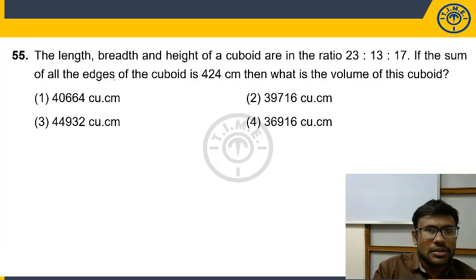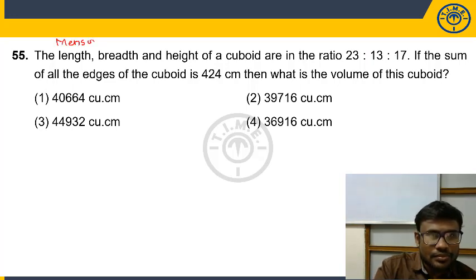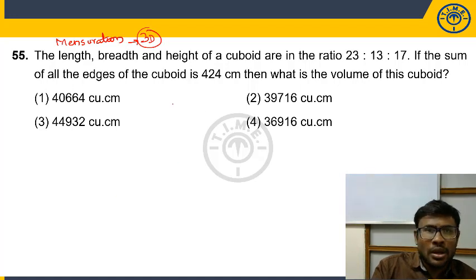Okay. The length, breadth and height of a cuboid are in the ratio 23:13:17. So it's a mensuration question, and that too 3D. Now what is given? If the sum of all the edges of the cuboid is 424 centimeters, then what is the volume of the cuboid?